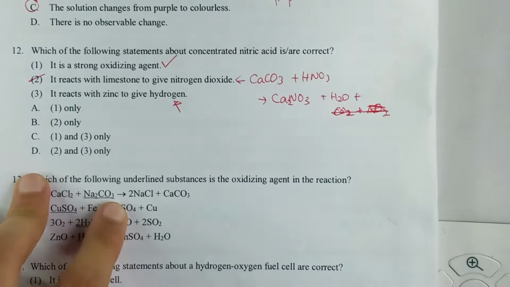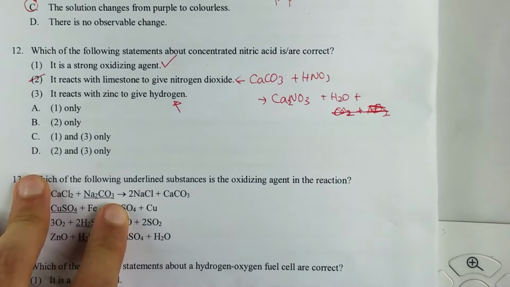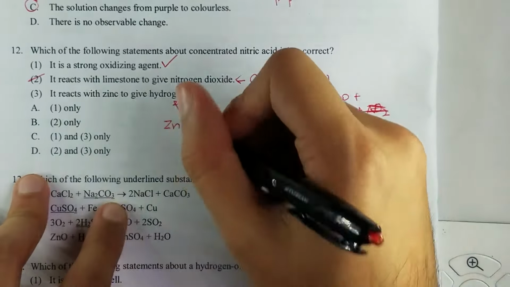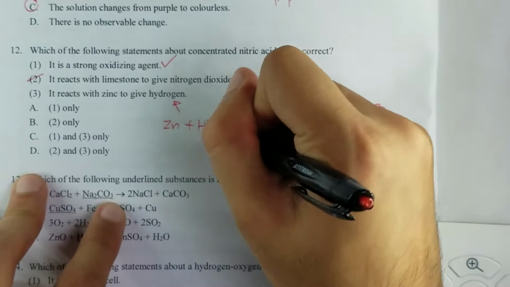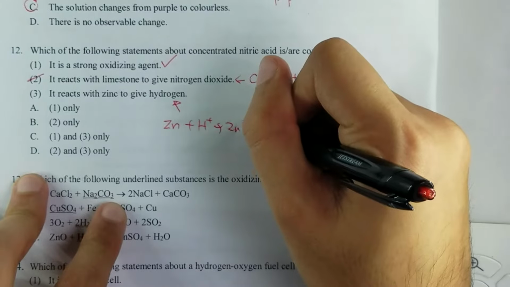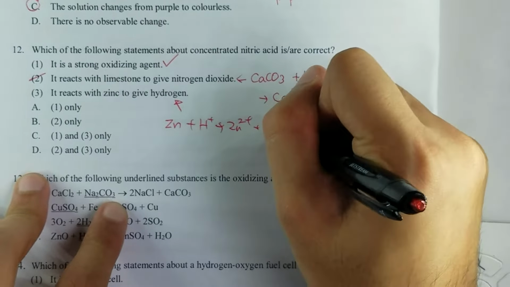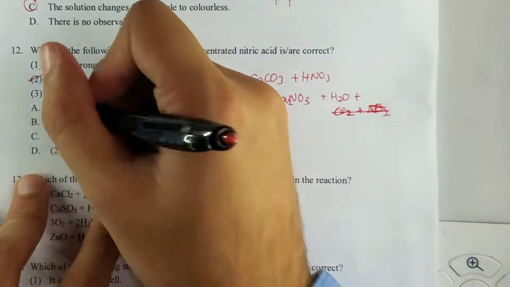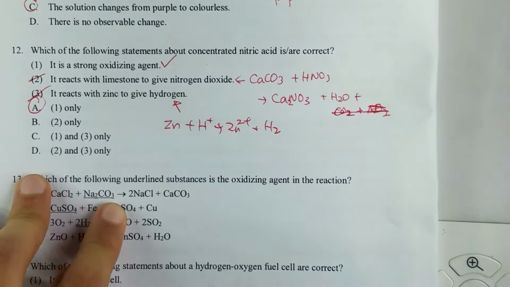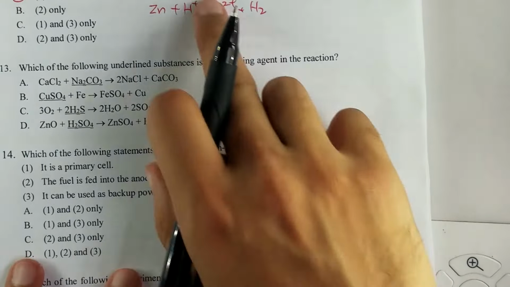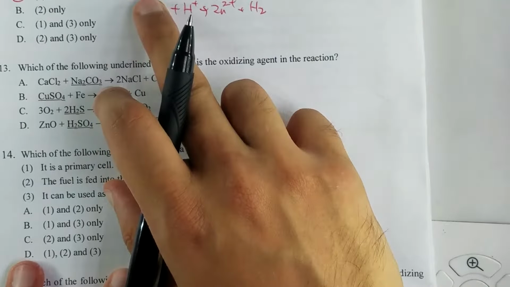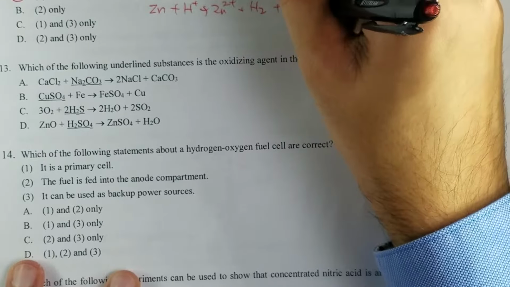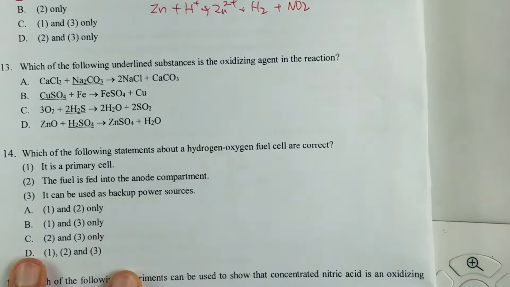And it reacts with zinc to give out hydrogen. Zn plus H positive gives out Zn 2 positive plus H2. Okay, so the answer for number 12 will be only A. Okay, it will not give out nitrogen dioxide. So the only, actually this one gives out nitrogen dioxide as well, because it's concentrated.